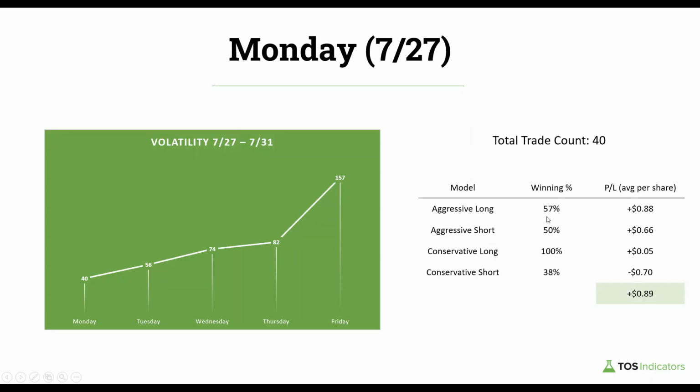Let's start off with Monday here. Using Monday, we know that we had 40 trades that hit our volatility box using those two filters. Now, we have 4 different models or trade ideas that we can take a look at. One is an aggressive long, and this is using our aggressive volatility box, an opportunity to get long. The same way we have an aggressive short. And then conversely, we have our conservative models here, which are conservative long and conservative short.